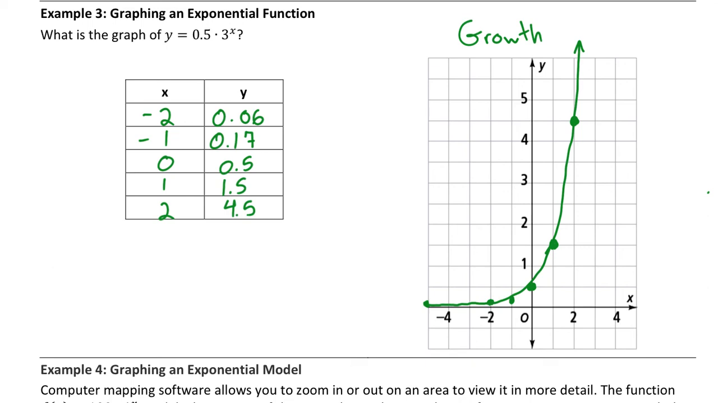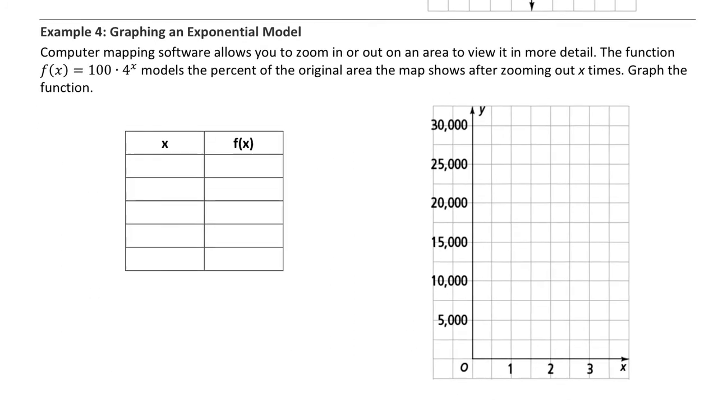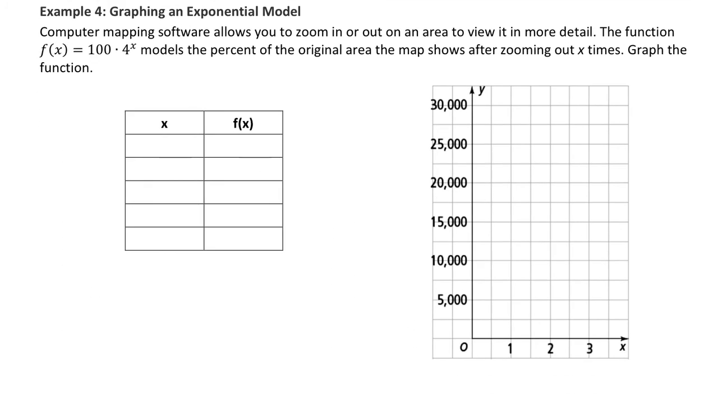So, to the last example, just graphing an exponential model of a possible real-life situation. This talks about computer mapping software, which allows you to zoom in or out on an area to view it in more detail. The function 100 times 4 to the x power models the percent of the original area the map shows after zooming out x times. So you're going to see more of the map after you zoom out. To graph this function, we're going to pick values that make sense in the context of this problem. A negative value for x doesn't make a ton of sense.